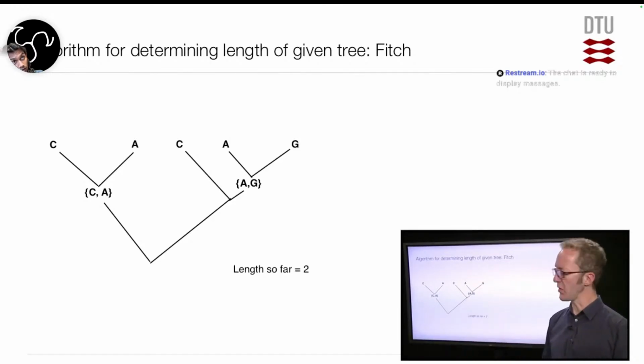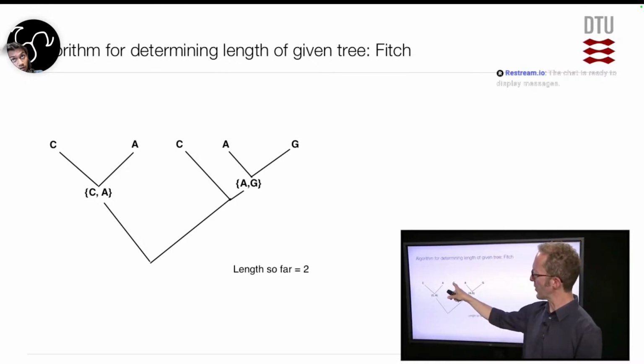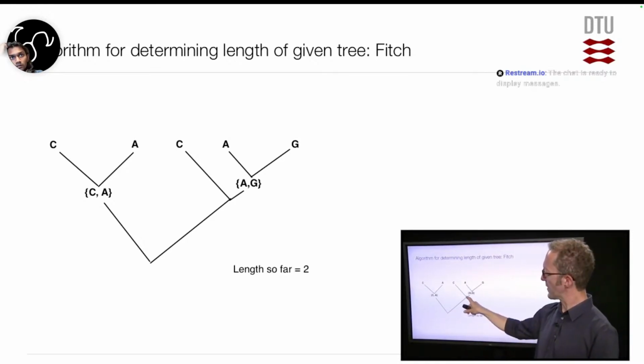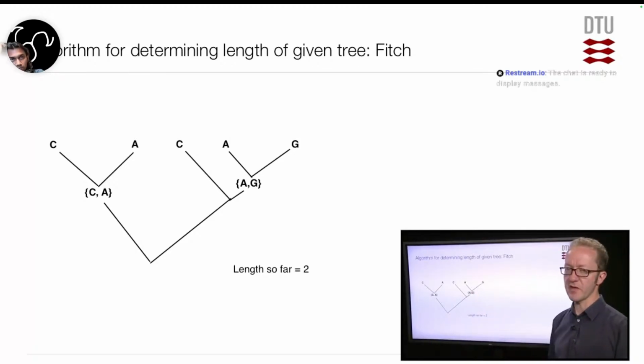We now get to this internal node. One of the descendants of this internal node is a leaf with a C. The other descendant is an internal node with state set A and G.